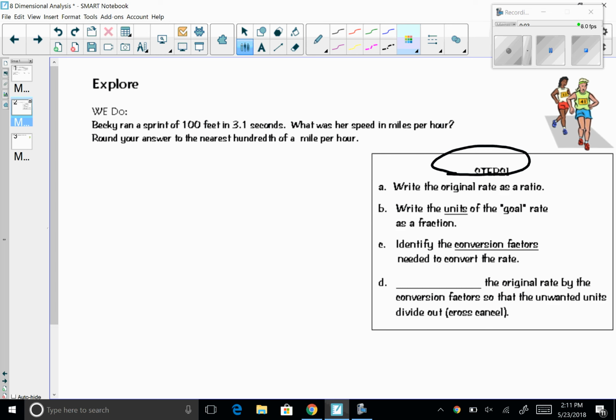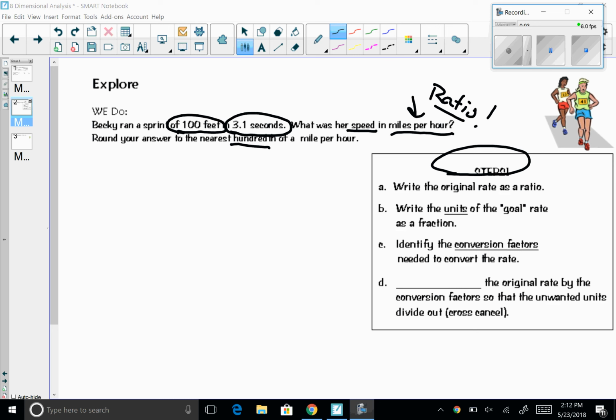So Becky ran a sprint for 100 feet in 3.1 seconds. What was her speed in miles per hour? Notice how miles per hour is a ratio. That ratio is kind of what we're looking to find. So it says round your answer to the nearest hundredth of a mile per hour.